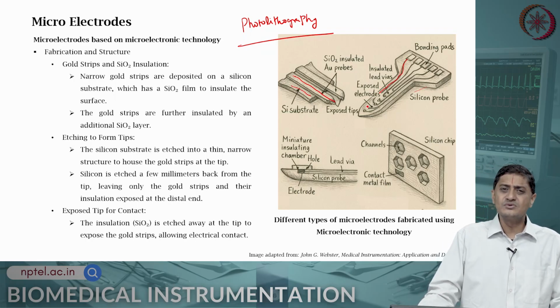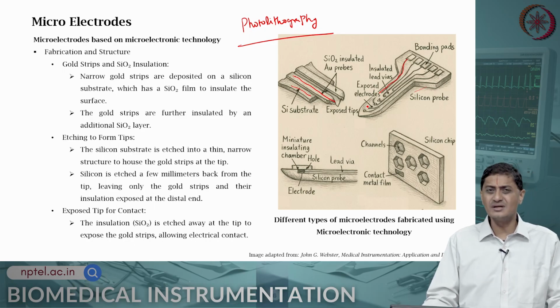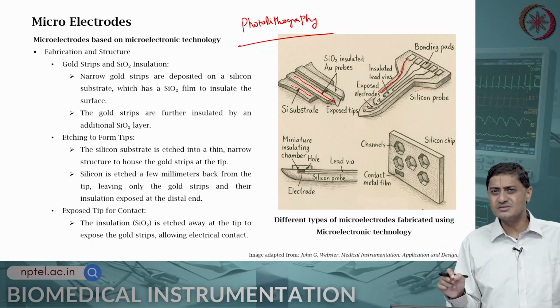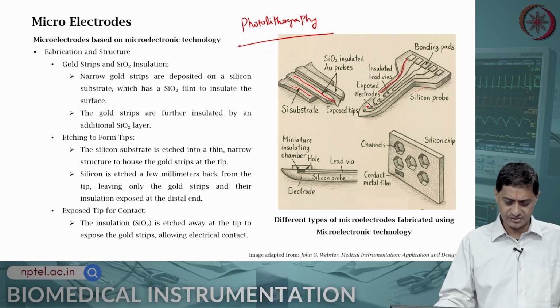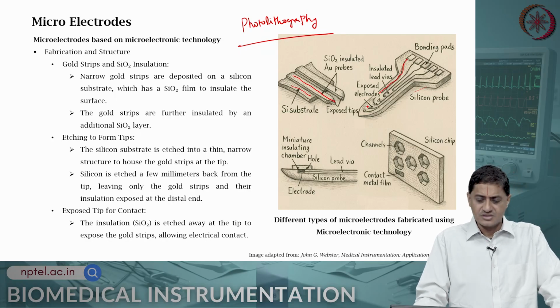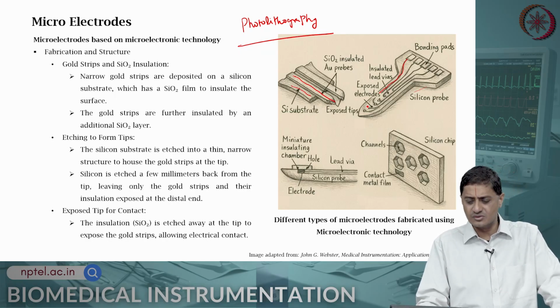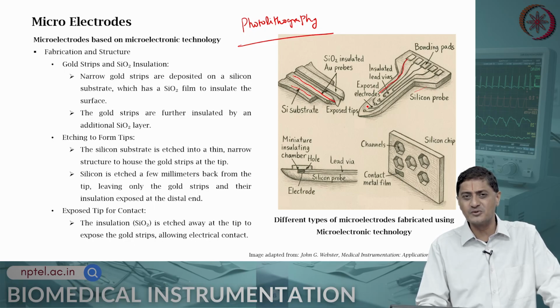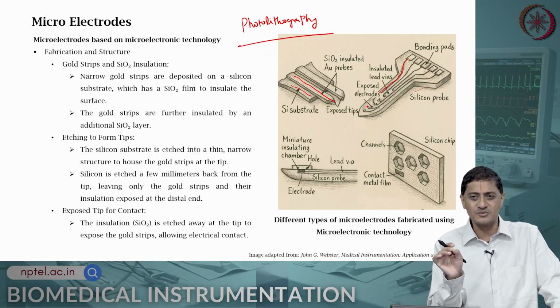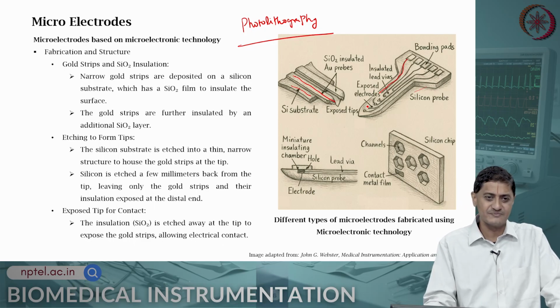So, the second method is to use etching to form tips. In this case, the silicon substrate is etched into a relatively thin, narrow structure to house the gold strips. How do you do this etching? That is photolithography. Silicon is etched a few millimeters back from the tip, leaving only the gold strips. So, etching is done such that only the gold tips and the insulation are exposed at the distal most point. Only the gold tips are exposed, helping us use them as electrodes essentially.